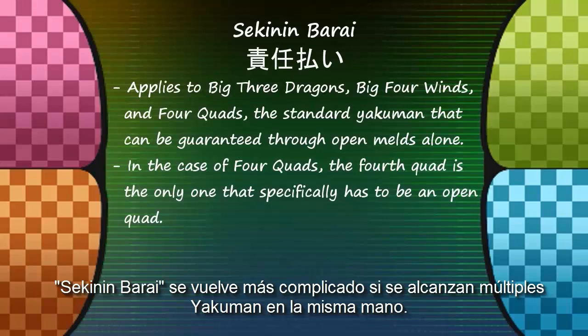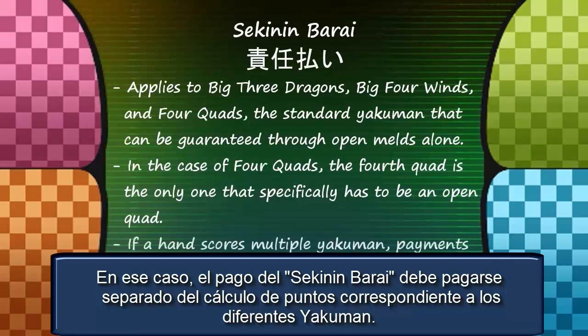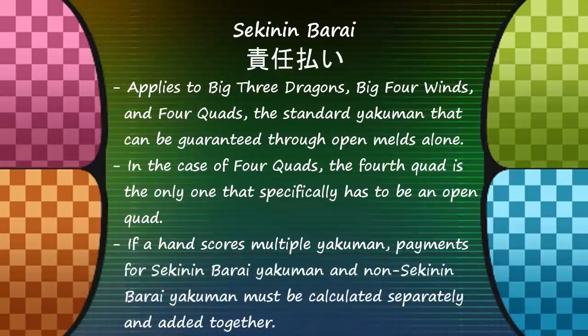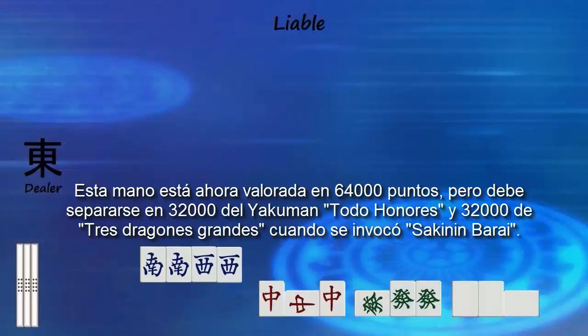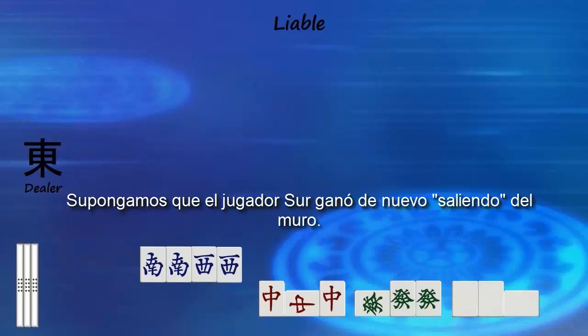Sekinin Barai becomes more complicated if multiple Yakuman are scored in the same hand. In that case, payment calculations for Sekinin Barai must be performed separately from payment calculations for the regular Yakuman. Let's add All Honors onto the previous example and watch what happens. This hand is now worth a total of 16,000 basic points, but they must be split into the 8,000 basic points from the regular All Honors Yakuman and the 8,000 basic points from the Big Three Dragons on which Sekinin Barai has been invoked. Suppose the Southwind player went out off the wall again.